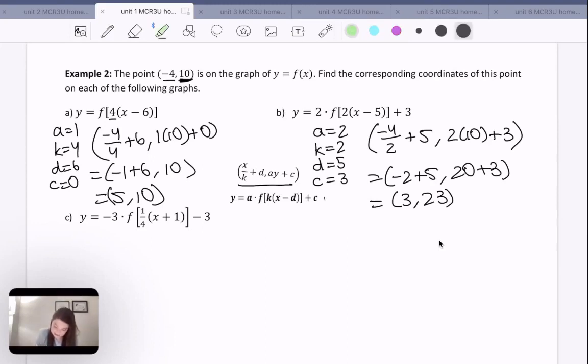And actually, I'm going to highlight the final answers in purple so it's clear what the final answers are.